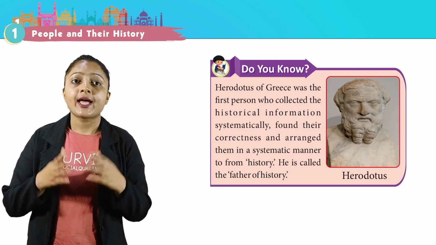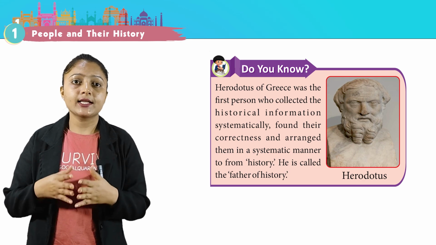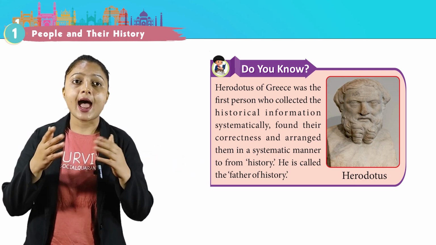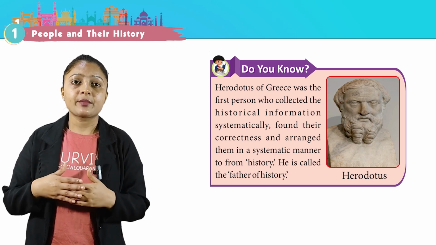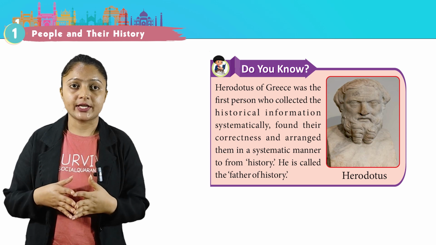Do you know? Herodotus of Greece was the first person who collected the historical information systematically, found their correctness and arranged them in systematic manner to form history. He is called the father of history.